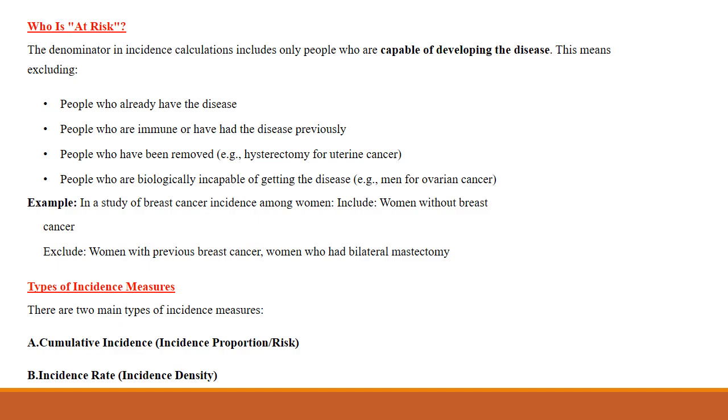For example, in a study of breast cancer, incidence among women includes women without breast cancer. In incidence measures, we only include the population which does not have the disease previously. We exclude women with previous breast cancer and women who had bilateral mastectomy. Types of incidence measure: there are two types, the cumulative incidence and the incidence rate. We will discuss both.